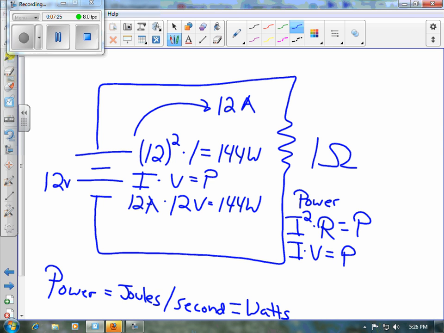Okay, so the power is the same because the equations work. There's a reason they work, and if anybody can tell me why they work, I'll give them extra credit. So anyway, those are the equations for power. Let's use a common example of this.